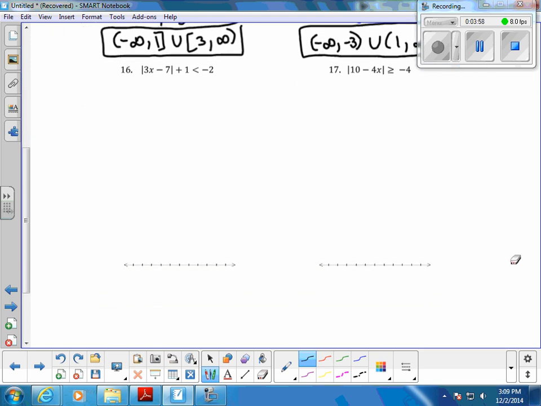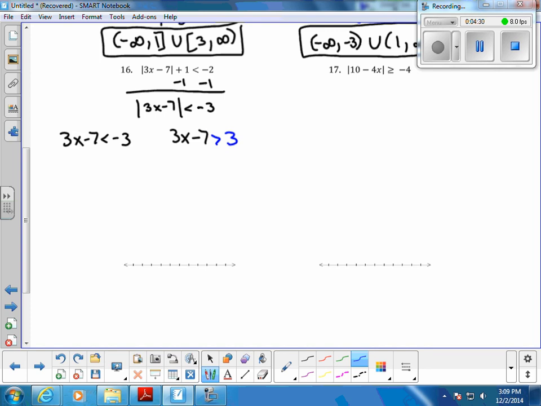All right. Number 16, absolute value is not by itself because of this plus 1. So I want to move it over to the other side. I'm going to subtract 1. So then I'll get absolute value of 3x minus 7 is less than negative 3. Now I want to evaluate absolute value, so I'll break it into two inequalities. One exactly the same, and the second one, I'm going to flip it and change the sign.